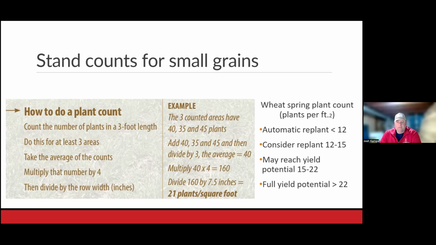There are some other things that need to come into play, maybe the amount of tillers that we have per plant. And then if we're at that 22 plants, we should have that full yield potential for the crop for that year.